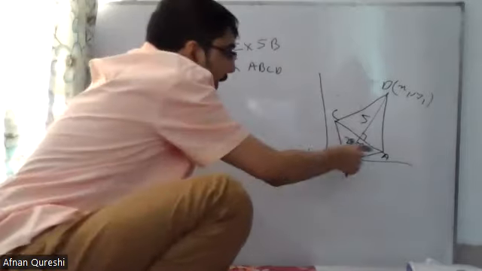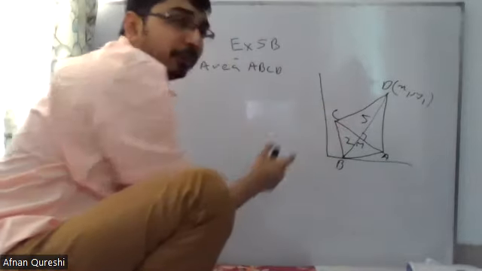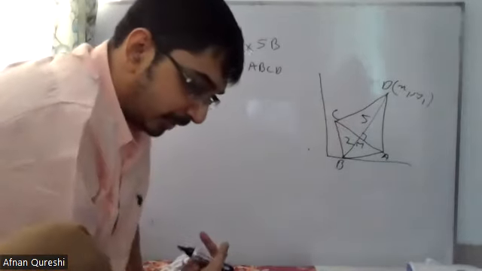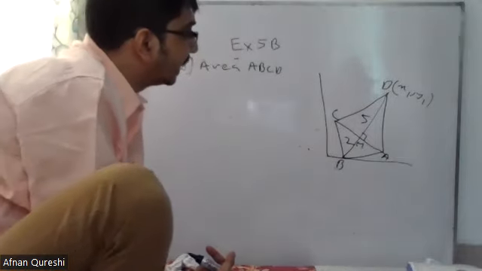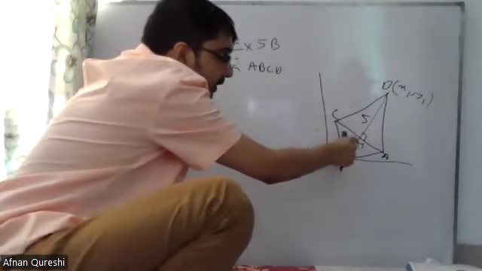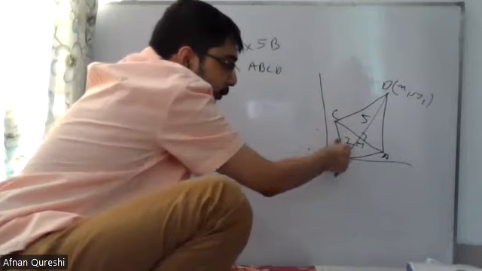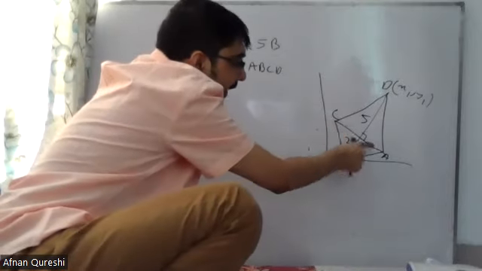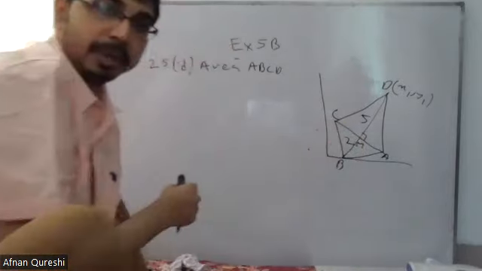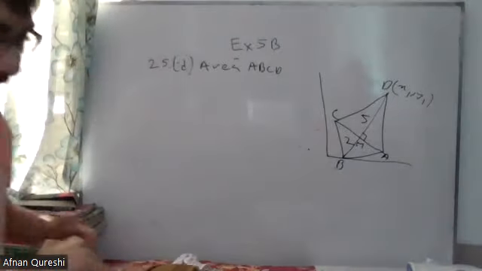The quadrilateral ABCD is basically two triangles: triangle ABC and triangle ACD. So half, this is a right angle, so half AC into BM plus half AC into MD. Okay, do that and see if you get the same answer.